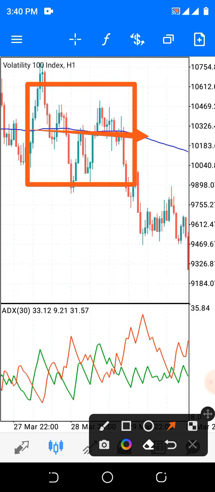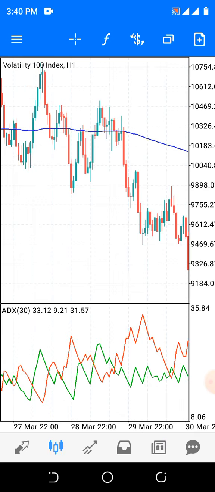So whenever you encounter a ranging state, in the case of this particular strategy, you stay clear from the market. Do you understand? This particular strategy works best when the market is trending, either bullish or bearish. So that is a range state. That is how you find out where the market is in a ranging state.